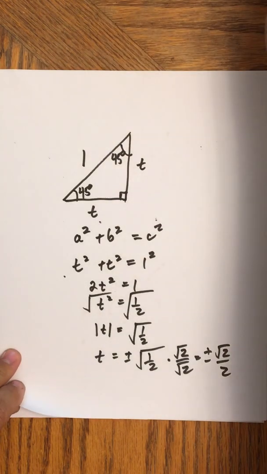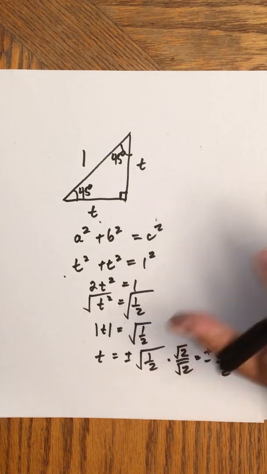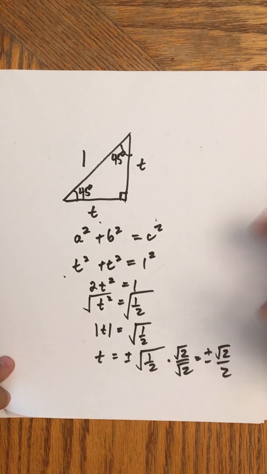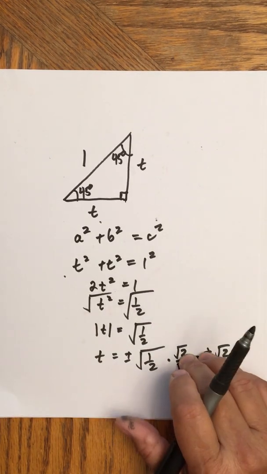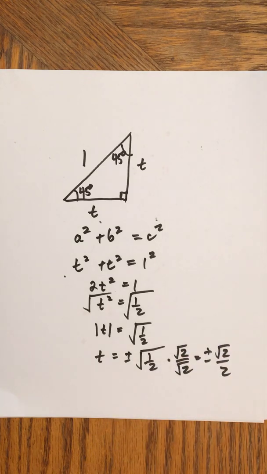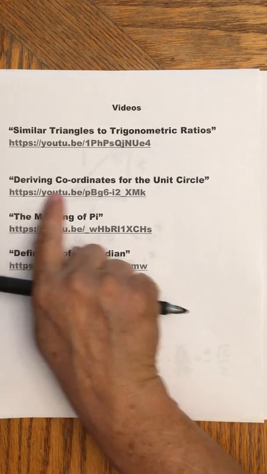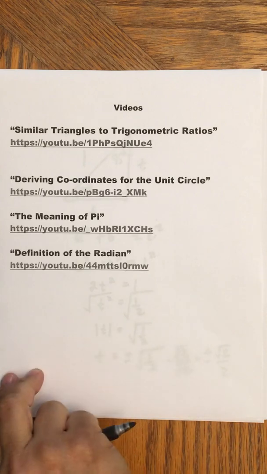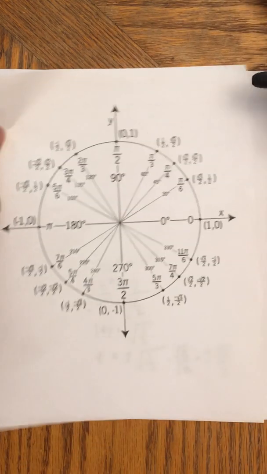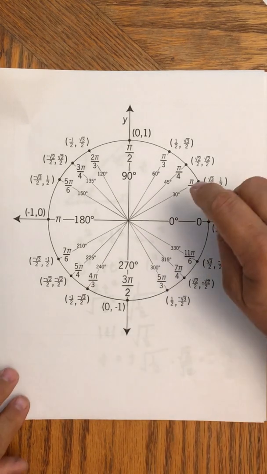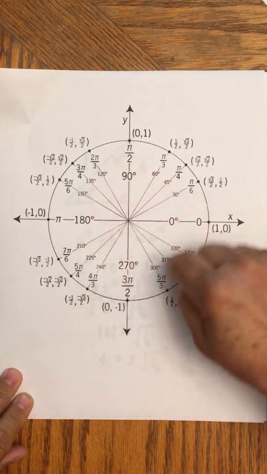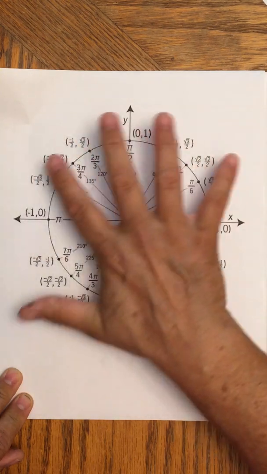By using the Pythagorean theorem, you can also find out very easily the 30 degree and the 60 degree right triangles. If you watch this video, you can see how that's done. But that way we're able to create what's called the unit circle, where you show the degrees and the coordinates and where everything falls.